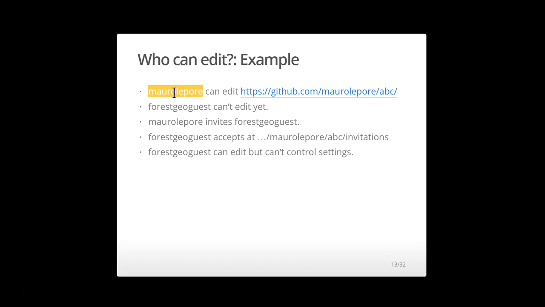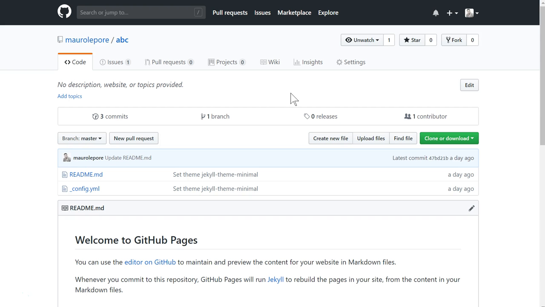I'm going to answer that question with an example where I'm going to use my own account, this one, Mauro Lepore, in this repository, ABCD. And I'm going to interact with another account. So let me show you by example. So this is my repository. I am the owner of this repository. I am the one who created it.